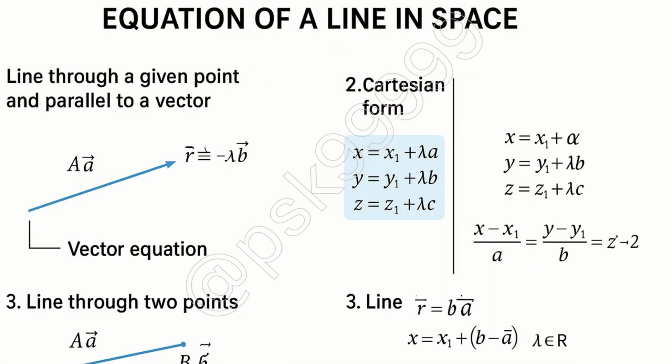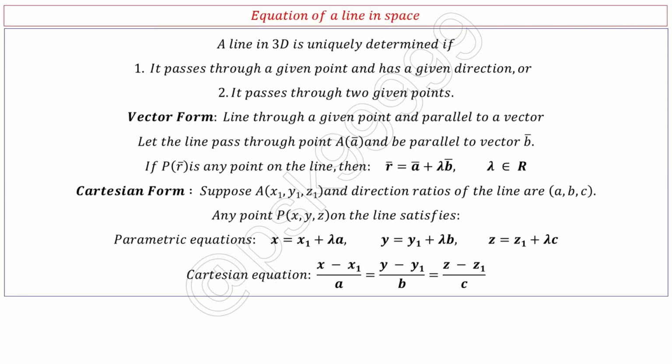Let us discuss the equation of a line in 3D space. This is very simple. In two-dimensional geometry, the equation of a line is ax plus by equals c. Correct. So here also you will get something similar to that, but the only thing is we will separate the point and the direction. That's the only difference, and you can represent it in two different forms. Let's see both the forms. The equation of a line in space.